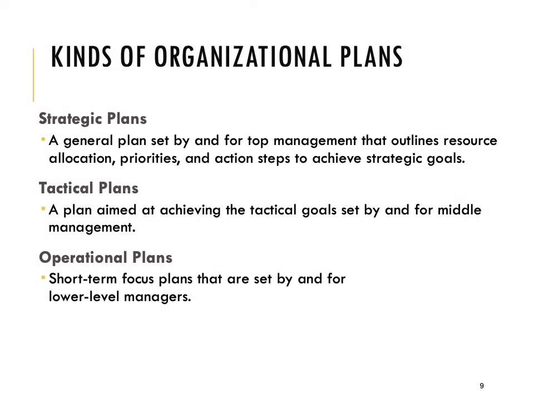So, what kinds of organizational plans are there in the company or organization? First is strategic plans. Strategic plans are general plans set by or for top management that outline resource allocation, priorities, and action steps to achieve strategic goals.